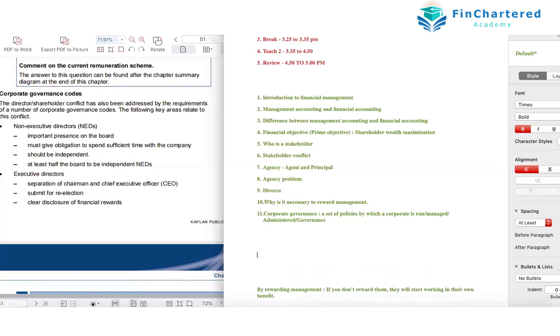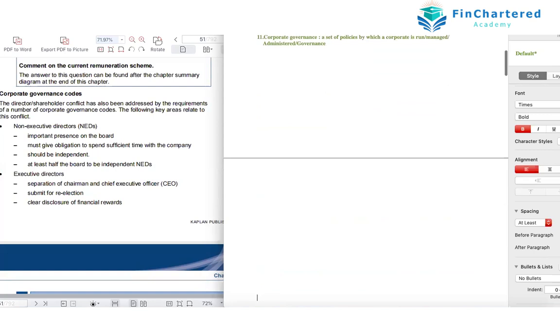But we said that corporate governance is a set of policies by which companies are governed or administered. We don't want anybody to mismanage the company. As Anisha said, poor decision making. We don't want that to happen. Again, in AA, you will learn about this in more detail. You will learn about audit committee, nomination committee, remuneration committee, right?